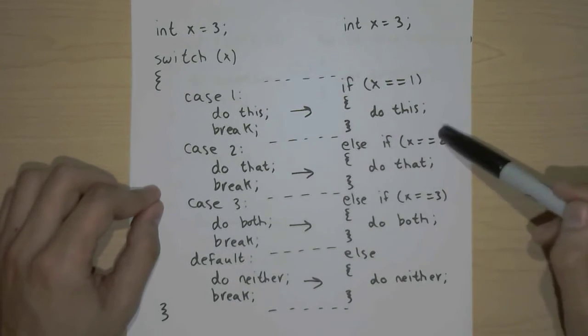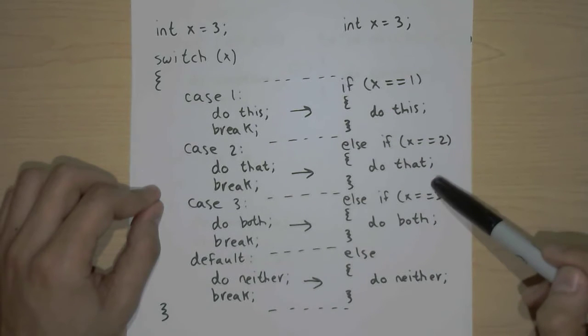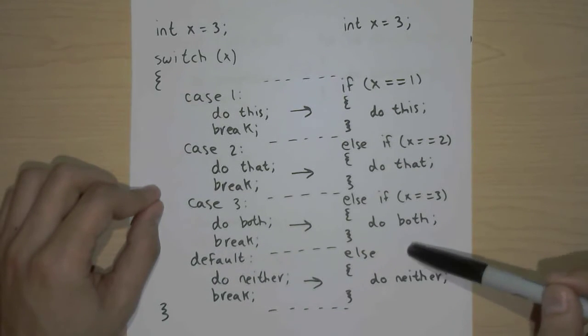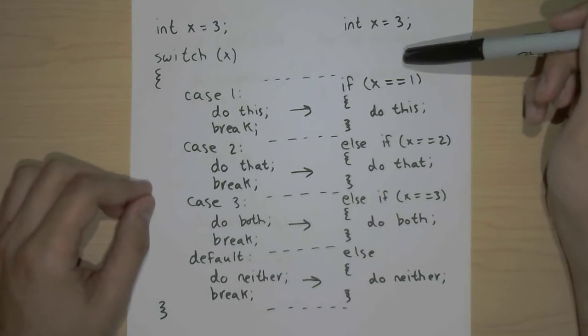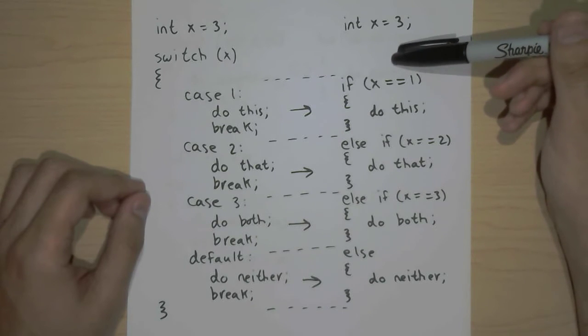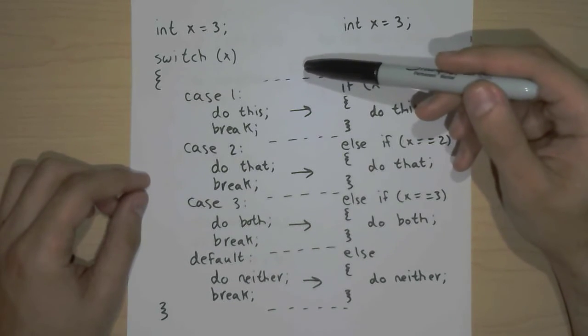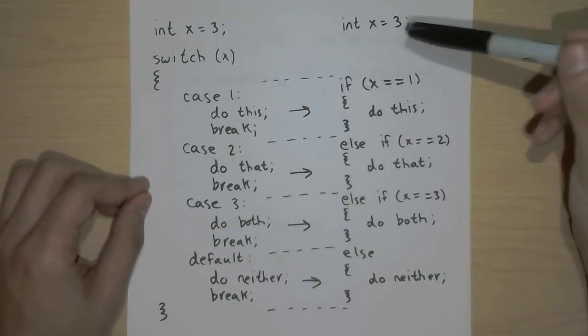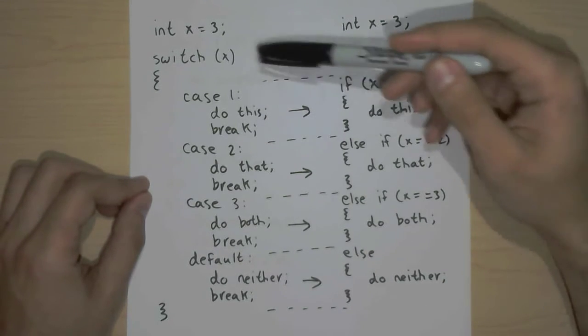Case 2 block, same as this else if. Case 3 is same as this else if. And then this default does the exact same as this else block. So honestly, it's up to you as a programmer which one you prefer, which one you find is easier to write. But it is very useful to know this because in some contexts you might find this is easier to do. In other, you might find this is easier to do.